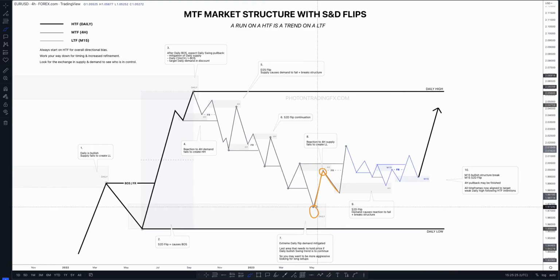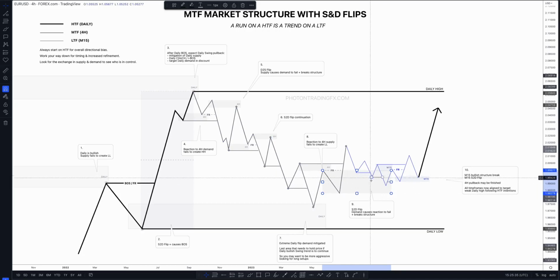But if that reaction then fails to break the low and then we move to the upside, all right, what do we have? We have a 4-hour supply to demand flip. So you can take your zone from the top of the reaction and draw it down to the bottom, and that is your entire 4-hour flip range. But obviously, like I said, we can refine that flip down to the extreme of the reaction leg to be a little bit more refined, and then you have your 4-hour zone.